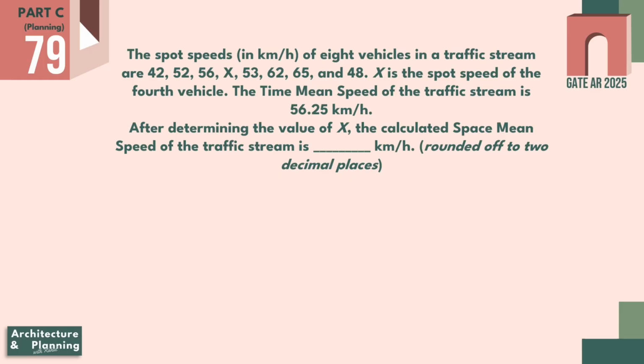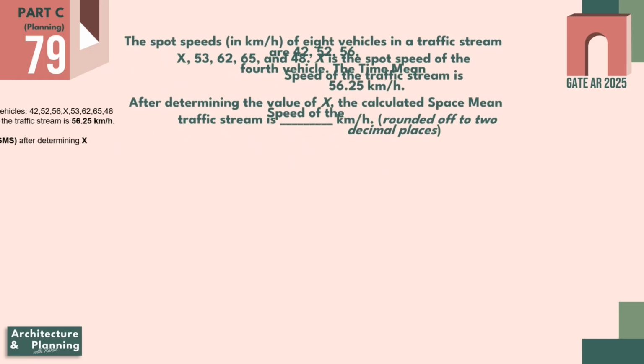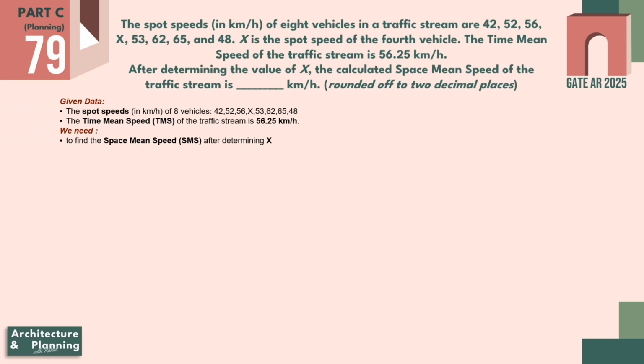The spot speeds of 8 vehicles in a traffic stream are 42, 52, 56, X, 53, 62, 65 and 48, where X is the spot speed of 4th vehicle. Time mean speed is also given, 56.25 km per hour. First, we have to find the value of X and then the space mean speed of the traffic stream. Let's solve this question. So spot speed of every vehicle is given except 4. Also, time mean speed of the traffic stream is given.